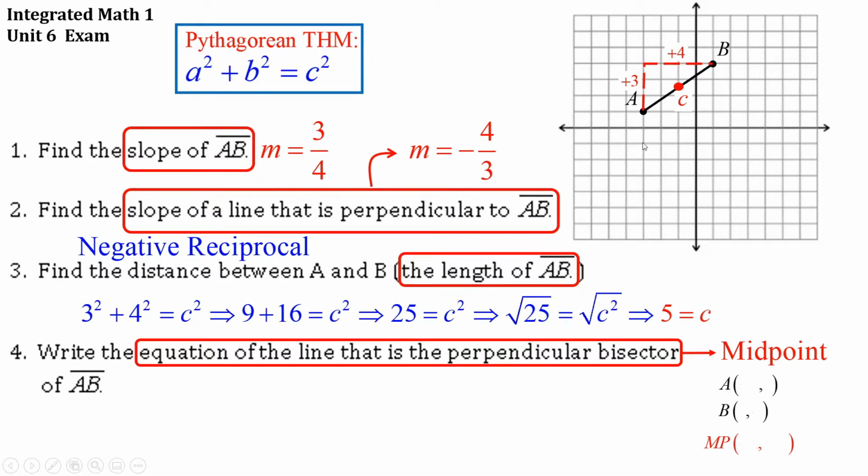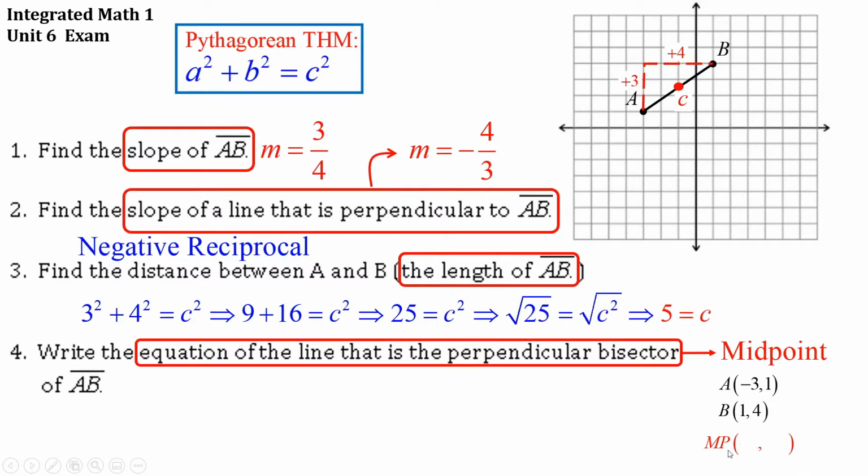All right, what are the coordinates of point A? Well, the x-coordinate would be -3, and the y-coordinate is a 1. And then the coordinates for point B, the x-coordinate would be a 1, and the y-coordinate would be a 4.